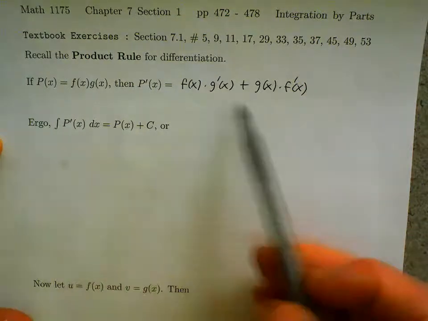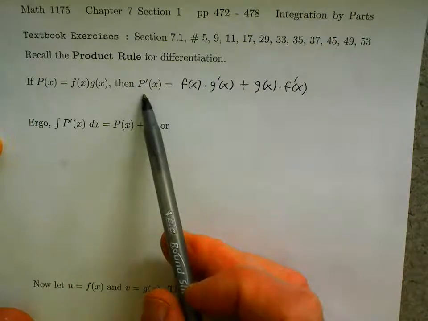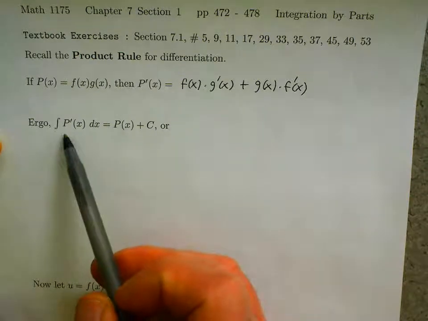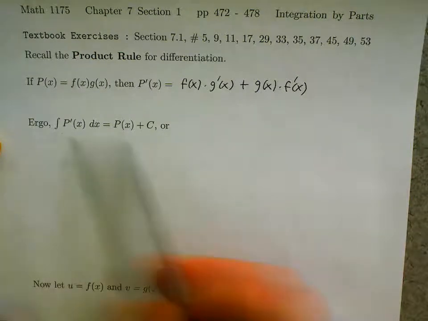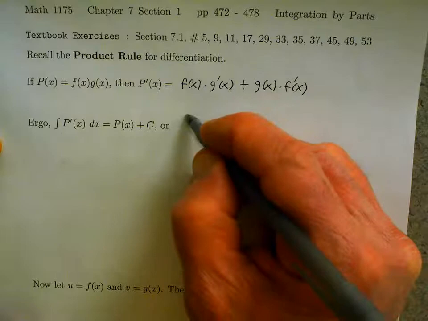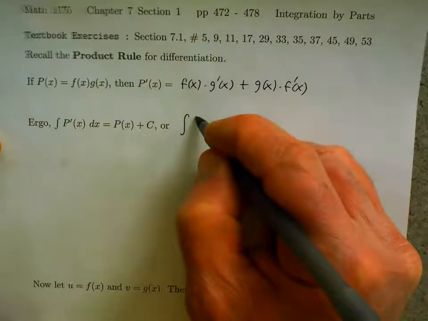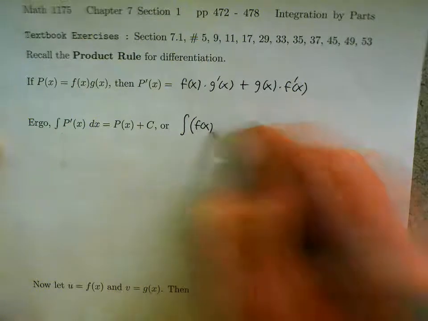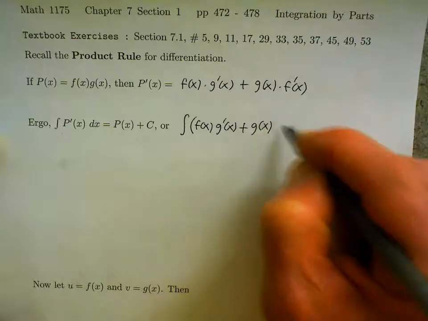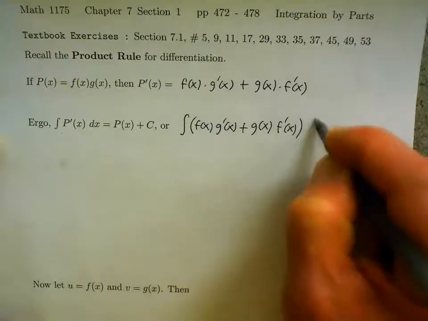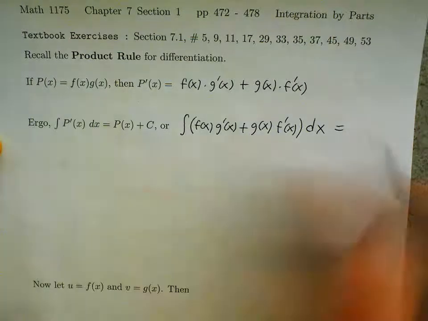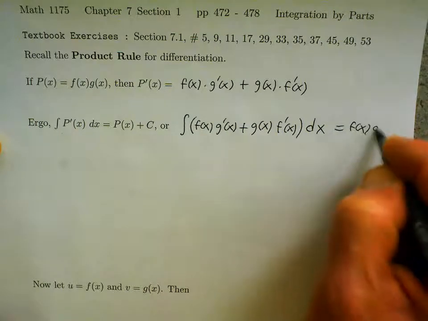So if we compute the indefinite integral of both sides, in other words, if the indefinite integral of P prime of x dx is capital P of x plus c, or we can write this, since we know what P prime of x is, the indefinite integral of f of x times g prime of x plus g of x times f prime of x dx. Well, that's equal to what P of x is, but P of x is the product of f of x and g of x.